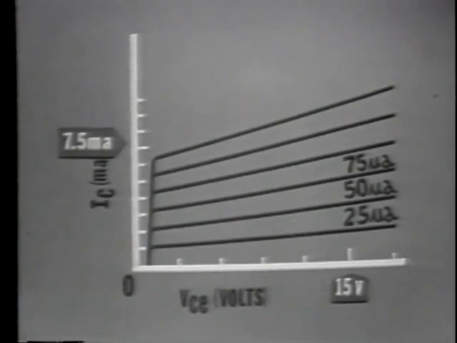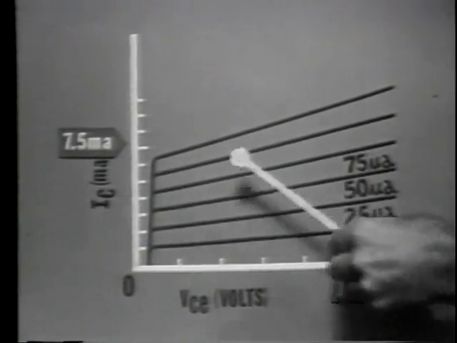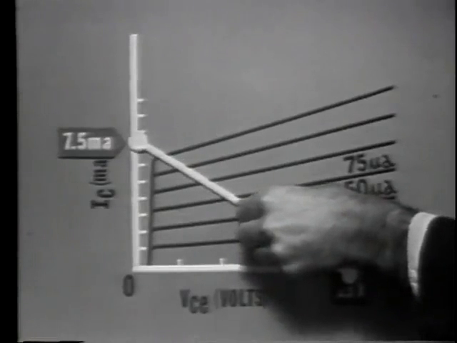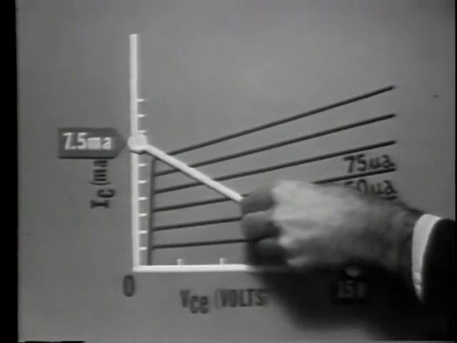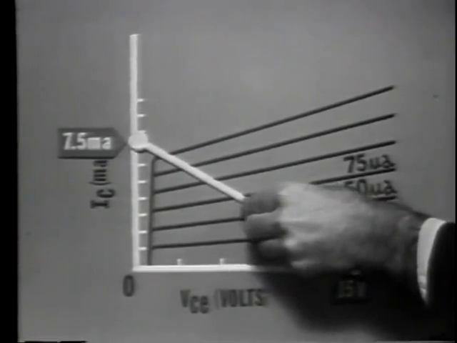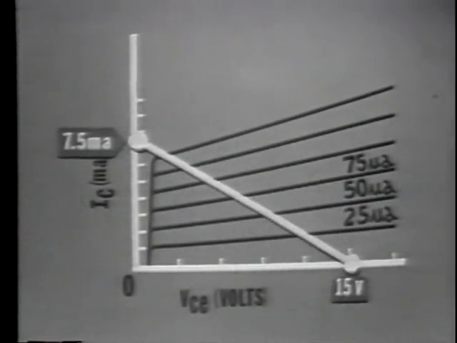By connecting these 2 points on the graph with a straight line, we have the load line for this transistor amplifier. Having constructed the load line, the next thing we need is that point on the load line that represents the circuit conditions prior to an input signal. This is called an operating point. The transistor's base current is going to determine the operating point.